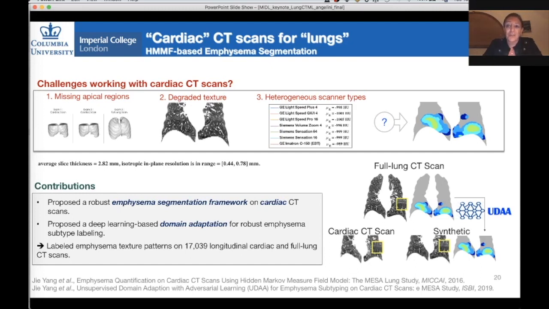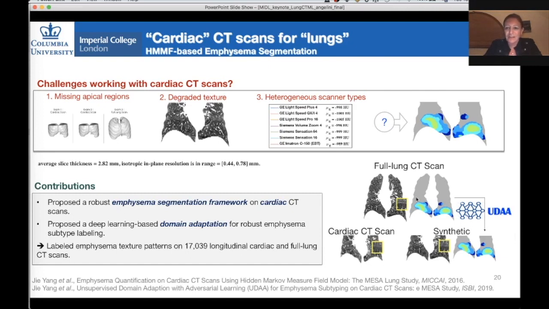So how do we do the emphysema subtype labeling? Obviously, we can't work directly as before, and we need to be quite innovative here. So the first thing we needed is actually to detect where emphysema was present in those cardiac scans. And so we had to figure out a way to perform emphysema segmentation. And then once we have the emphysema voxels in those scans, to perform the labeling, we exploited deep learning and domain adaptation.